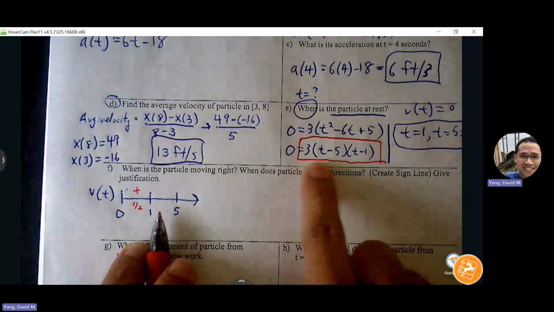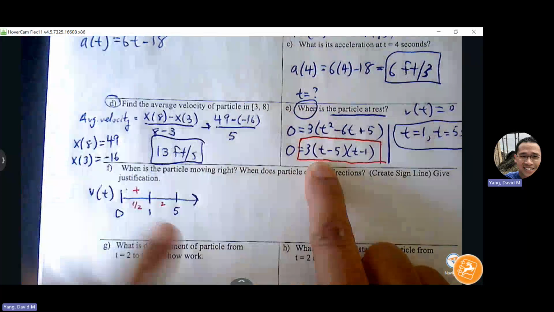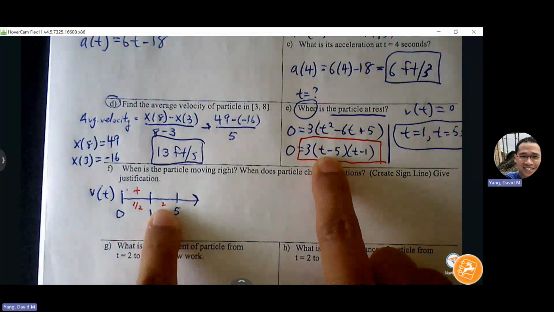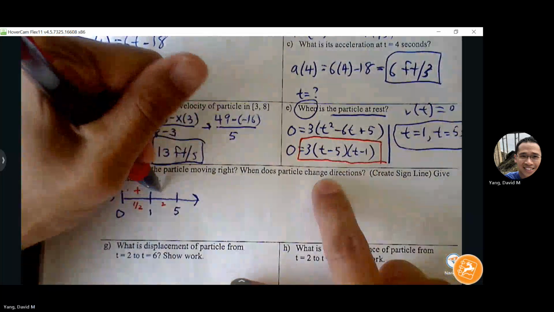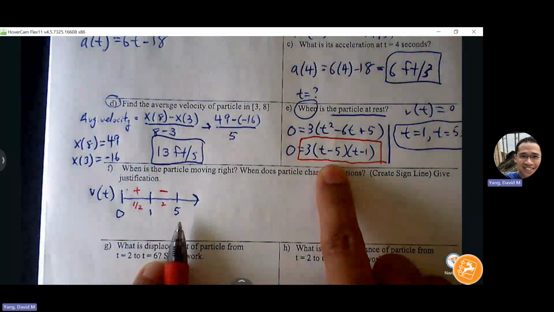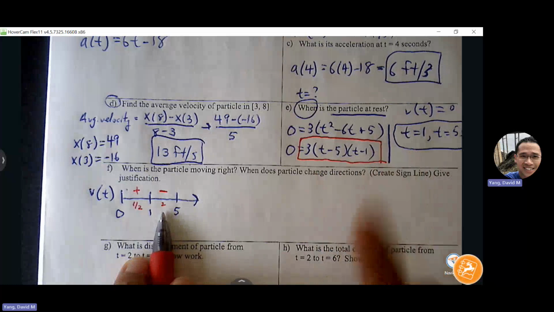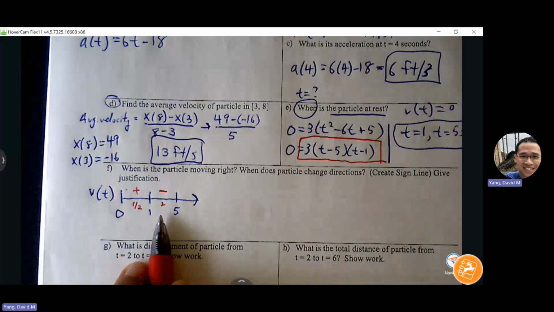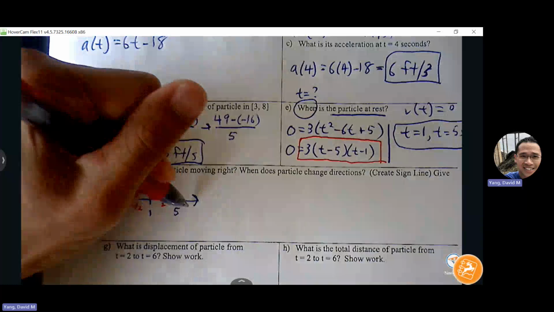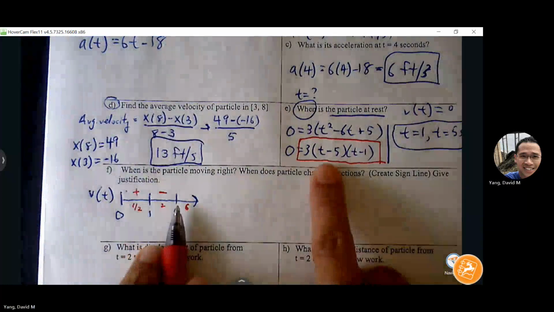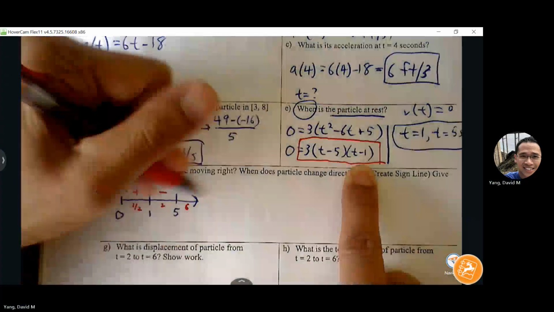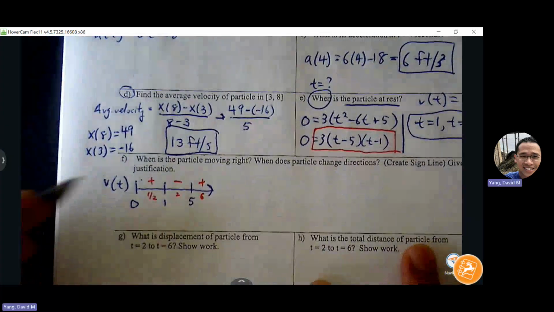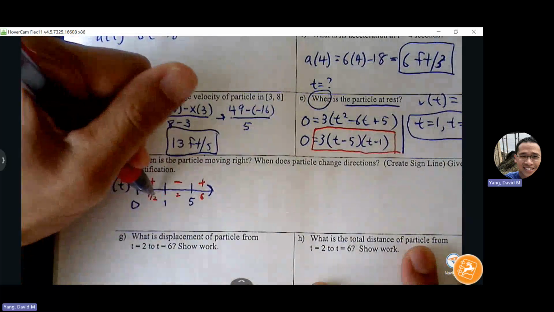All right, plug 2 in for t. I'm choosing a number that I find easy. 2 minus 5, 2 minus 1: negative and positive gives me negative. You can plug in 3, you can plug in 4, but I like to plug in numbers close to 0. That's just my preference. Okay, plug in 6: 6 minus 5, 6 minus 1, positive.